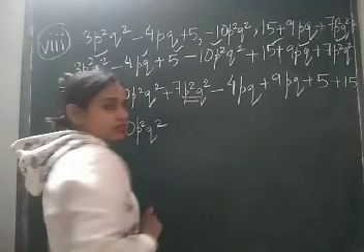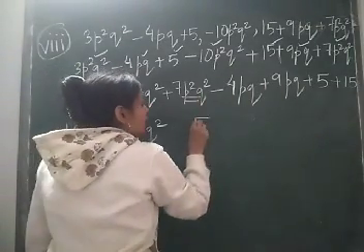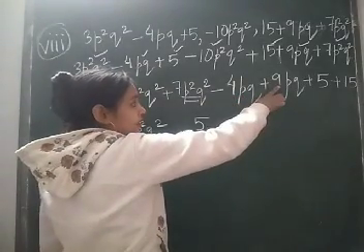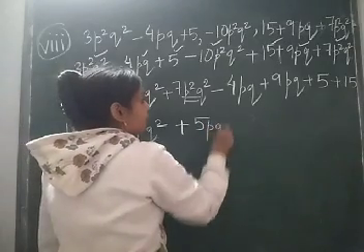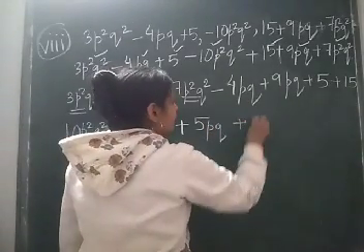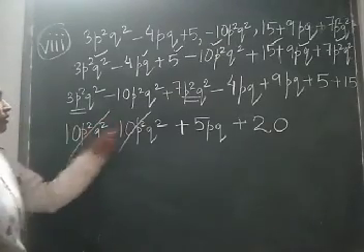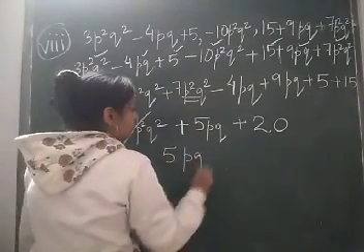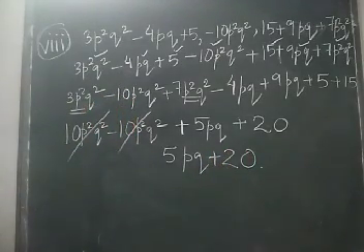Minus plus gives us minus, that means we are going to subtract. So 9 minus 4 gives us 5. The answer will have the sign of the greater number. So 4, 9, which is greater? 9 is greater, it is plus. So here it will be plus 5pq and 20. 10 minus 10 gives us 0. So this is 5pq plus 20. I hope the answer is correct. That is 5pq plus 20.